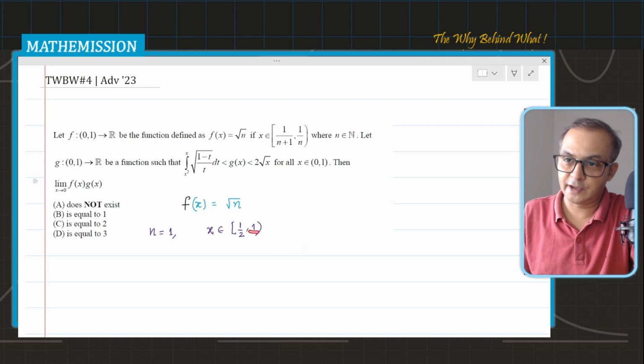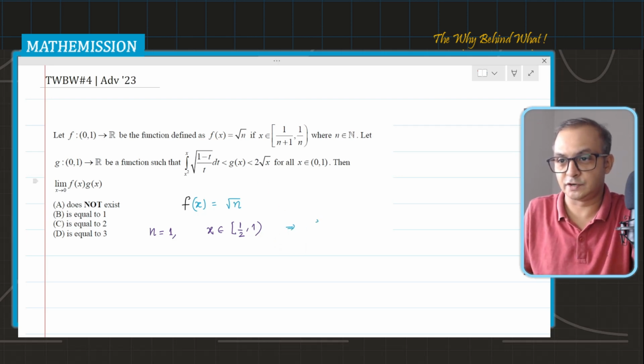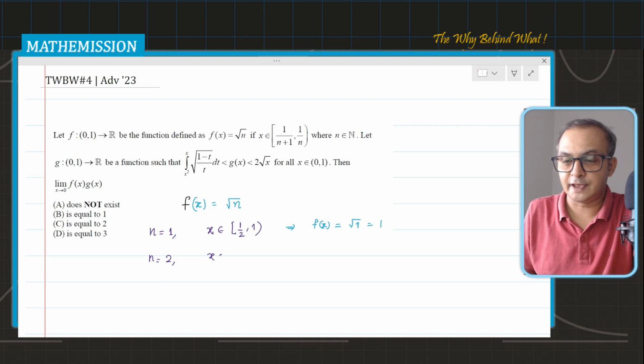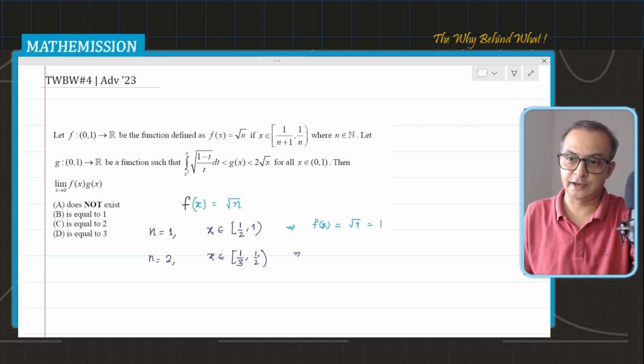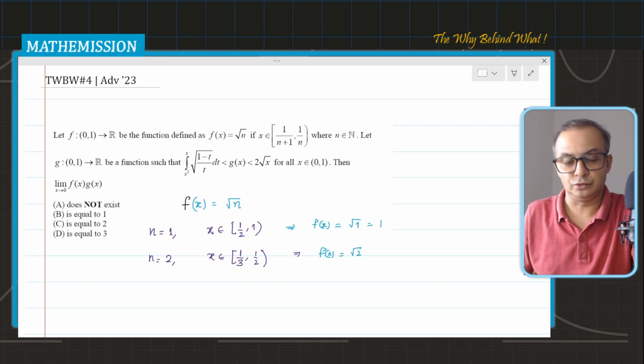It means the denominator I have is 1. So the function defined for such an interval is f(x) equal to root of 1, that is 1. Let's take one more interval. The next interval is n equal to 2. It means x will belong from 1/3 to 1/2. And now you notice the right end of the interval has denominator 2. It means f(x) will take the definition root 2.